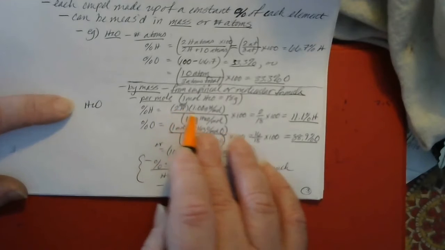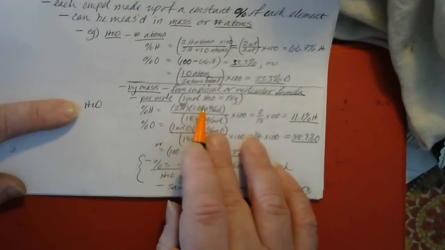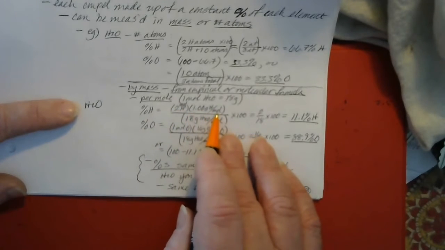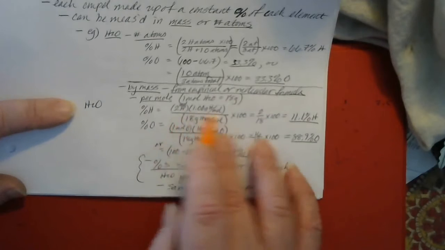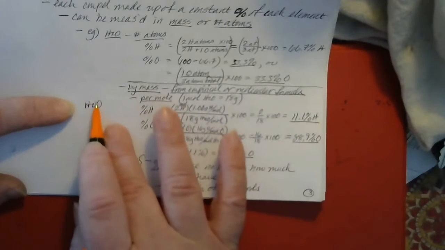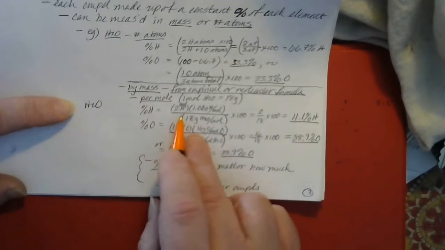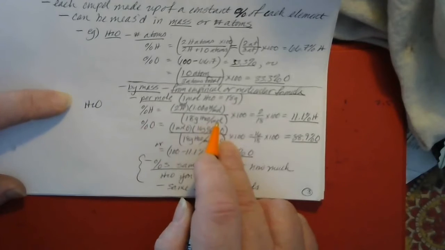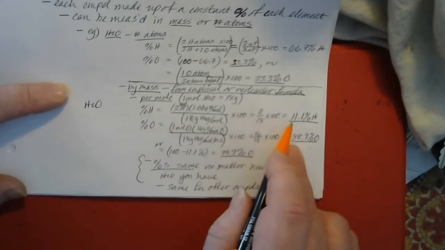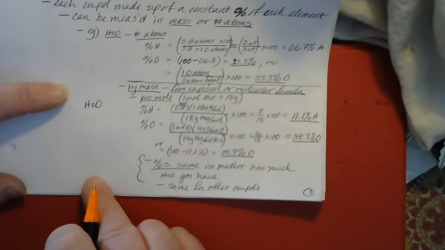So 2 moles of hydrogen, and hydrogen has a mass of 1 gram per mole. And the entire molecule, if you've got a mole of it, that would come to a total of 18 grams per mole. So again, that's 2 over 18 times 100, or 11.1% hydrogen.